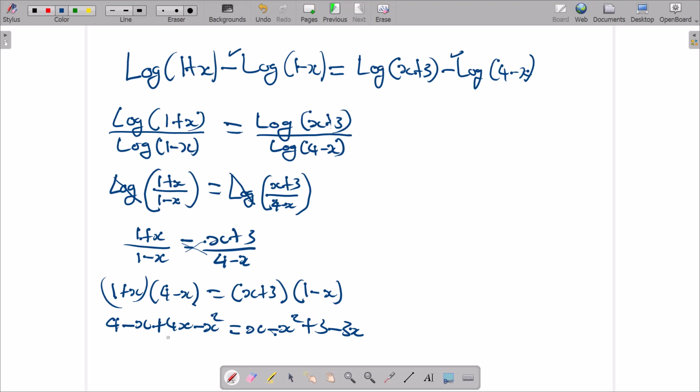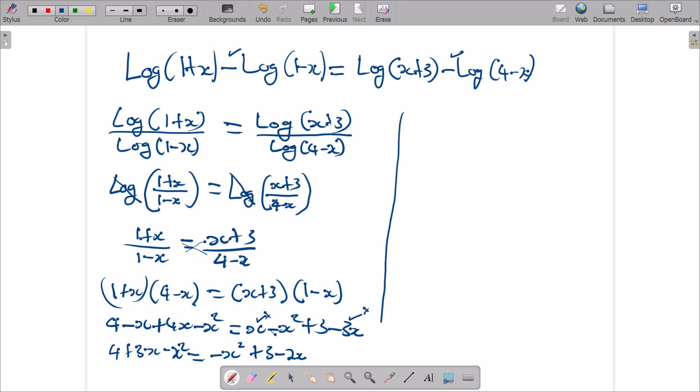So let us simplify what can be simplified on each and every side. On the left side, we are having 4 minus x plus 4x, it is equal to plus 3x minus x squared on the right, then x minus 3x, we get minus 2x. So we'll have minus x squared plus 3 minus 2x after eliminating this.